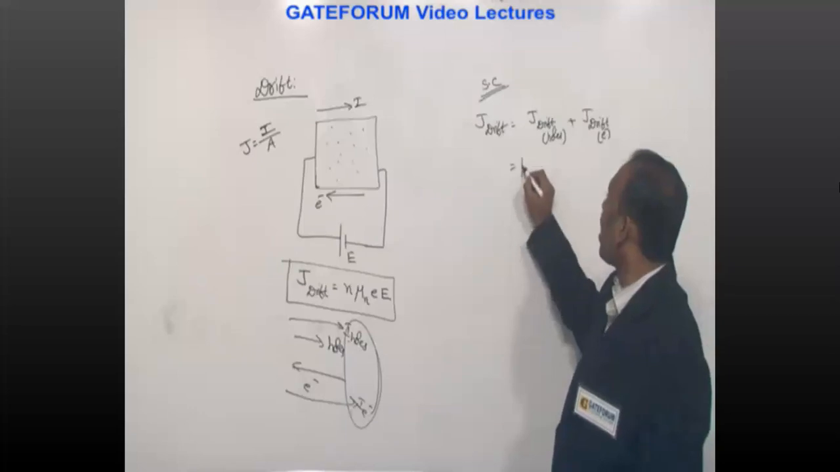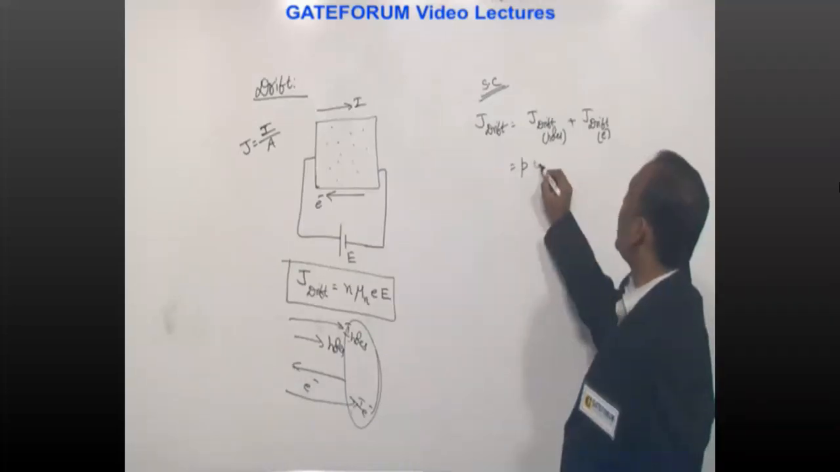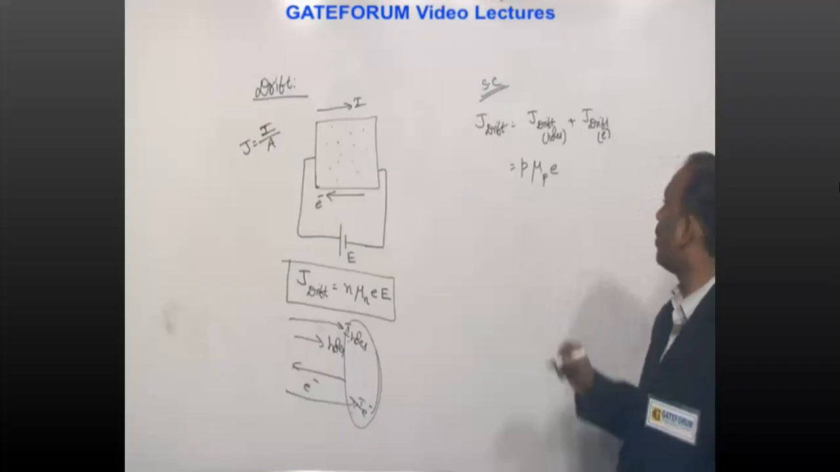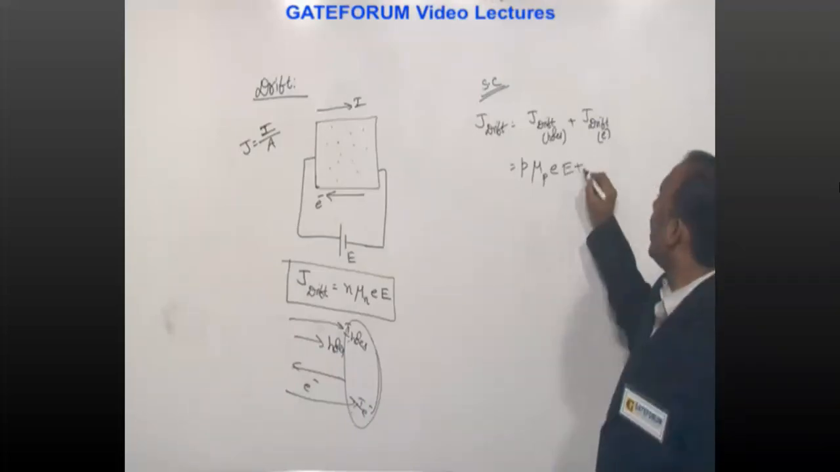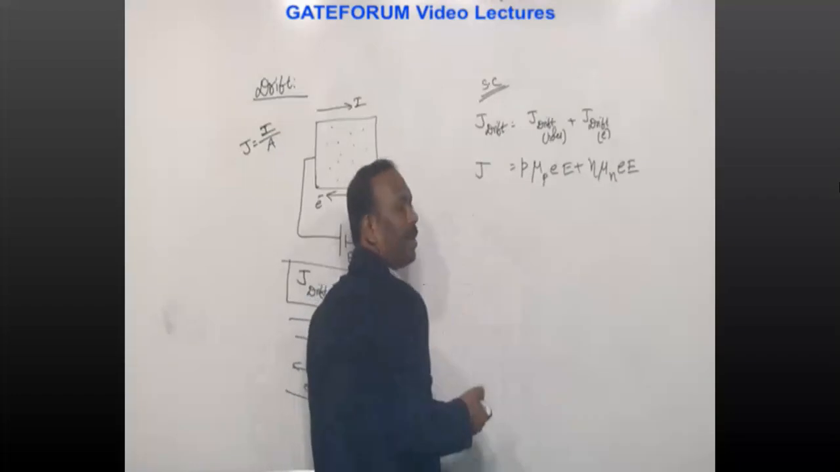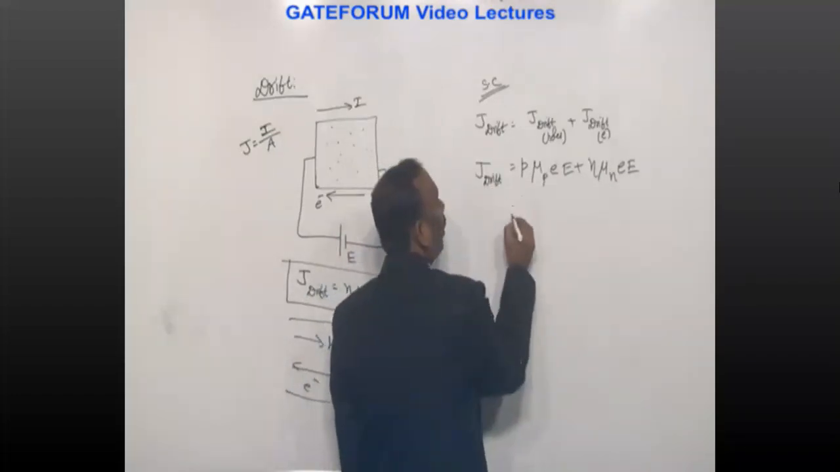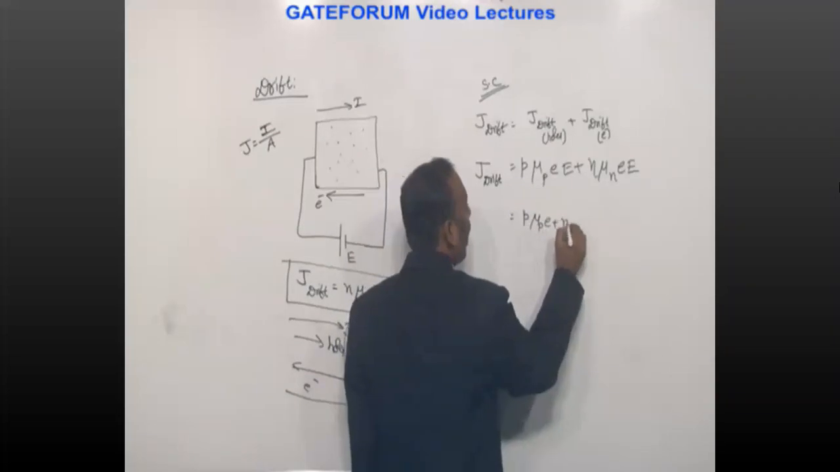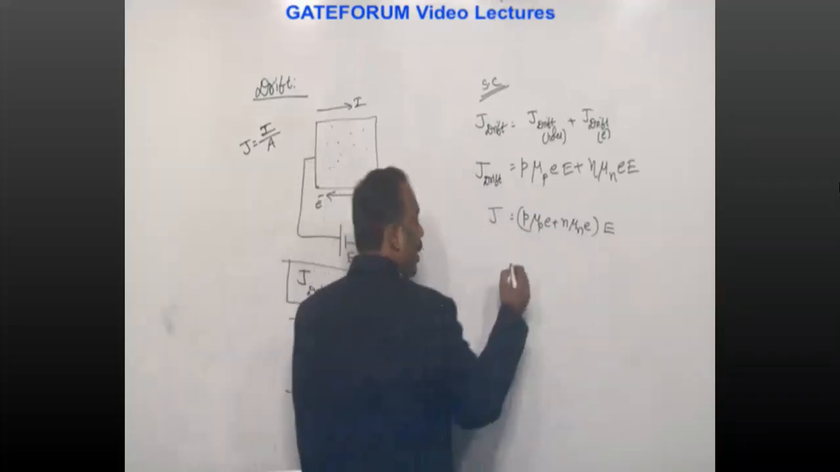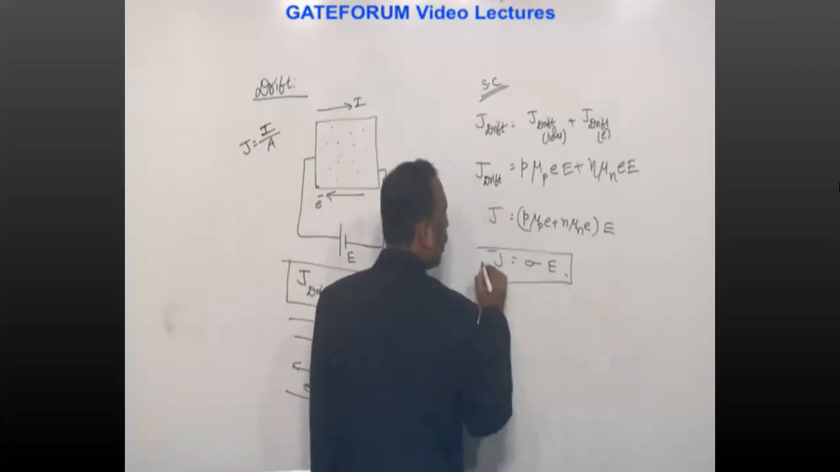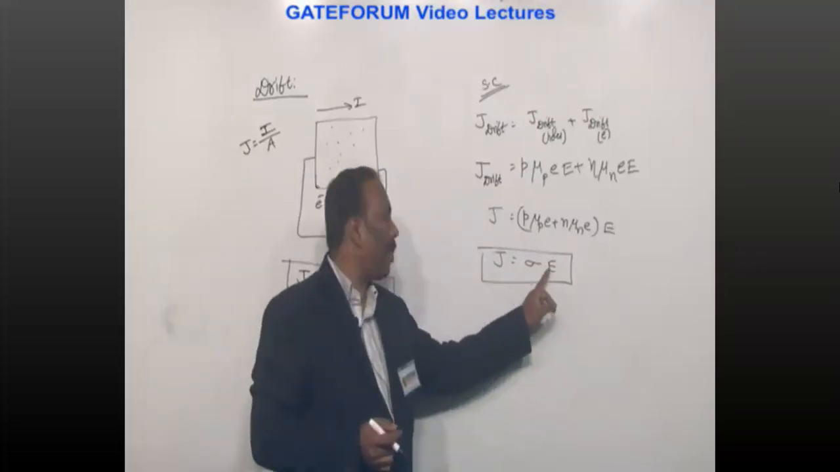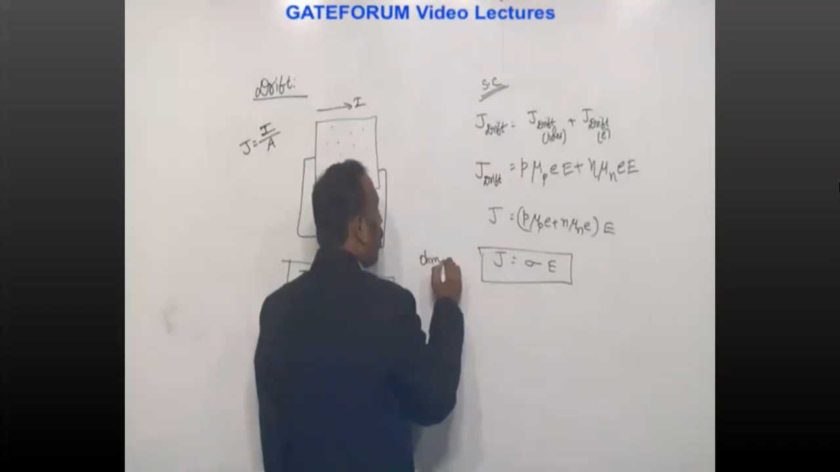What about holes? The number of holes, I assume it as p. This is mu p, the mobility of holes. Charge of electron equals charge of hole, therefore it's the same. Applied electric field is E. Same as n mu n E. This is called J drift. So take p mu p E plus n mu n E outside, this is called sigma into E. Drift current density equals sigma into E, where E is the applied electric field.